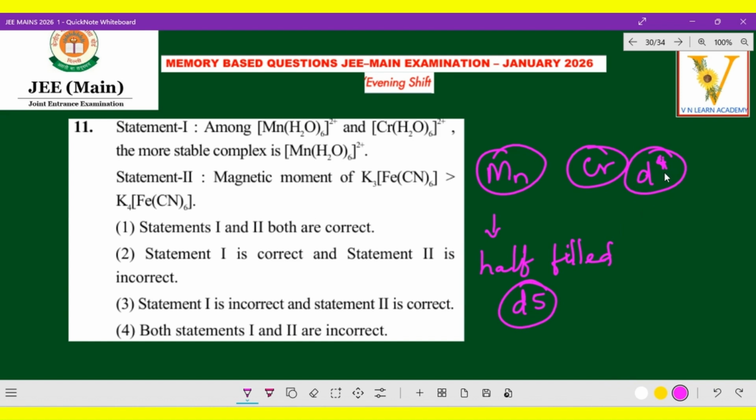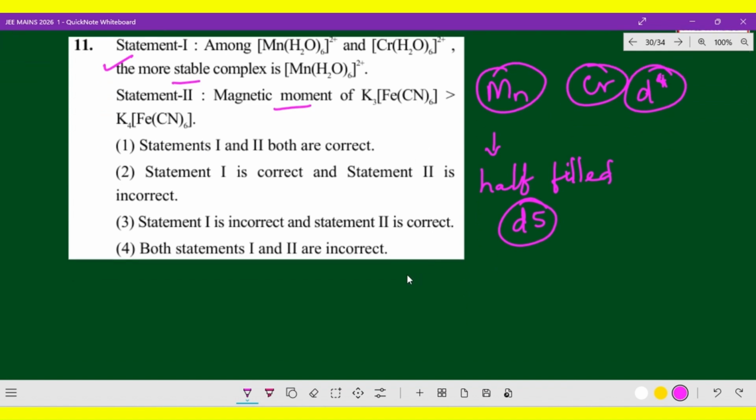d4 is ready to lose the electron. So naturally half filled and completely filled are more stable complexes. Yes, of course, 100% this is correct. And the second one, magnetic property of K3[Fe(CN)6] is greater than K4[Fe(CN)6], 100%, because we go for the electronic configuration of unpaired electrons.